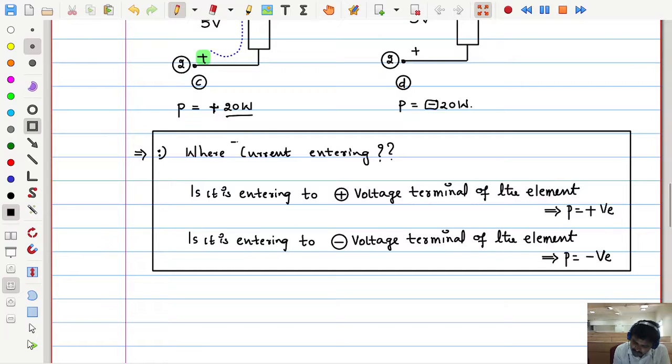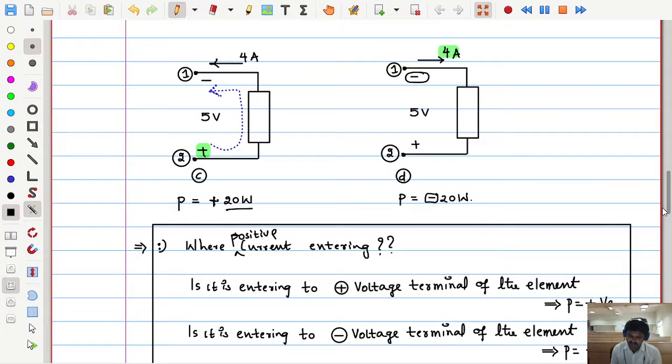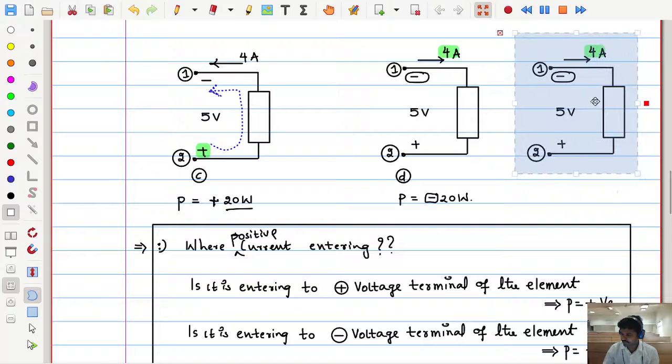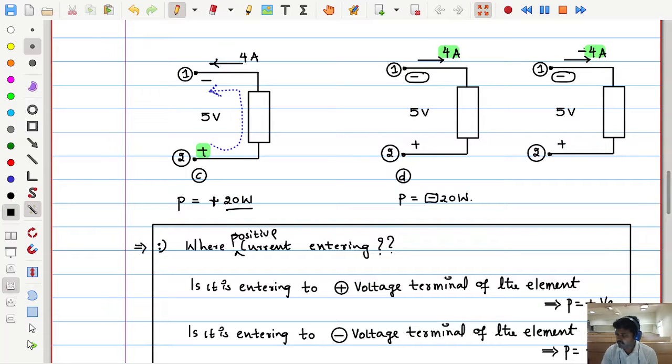So where positive current, let me write here, where positive current. Somebody may confuse you like this. Let me take one more copy of this to demonstrate. Sometimes we may come across this kind of situation also. As I told you, where current is entering, fine. So I will say minus 4 amperes in this direction.